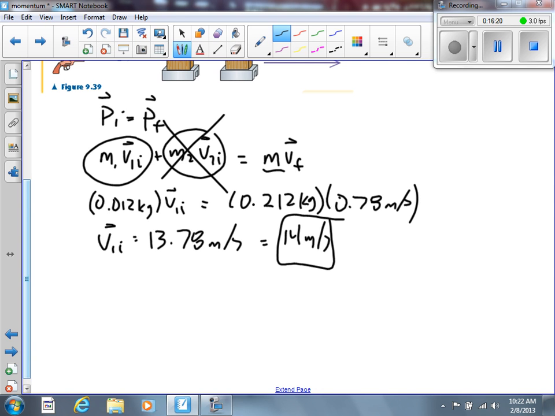Anybody explain to me why it slowed down so dramatically? Moving at 14 meters per second, it goes down all the way to 0.78 meters per second. If the momentum stays the same, the momentum of the dart is the same as the momentum of the dart-block combination after the collision. Why did the speed change so much? Because the mass is different. The mass is much greater. If the momentum is the same and the mass is a lot more, then the velocity has got to be a lot less. Right?